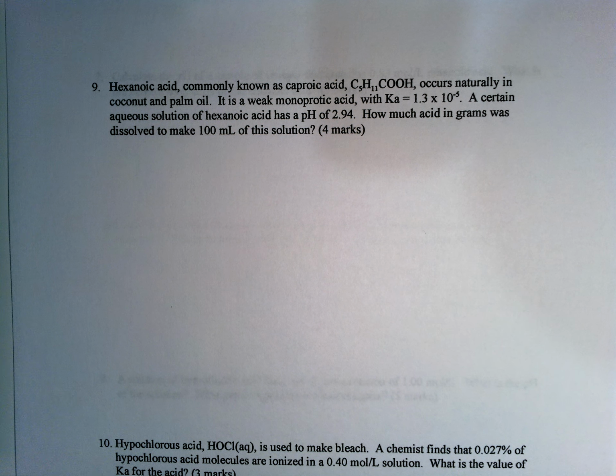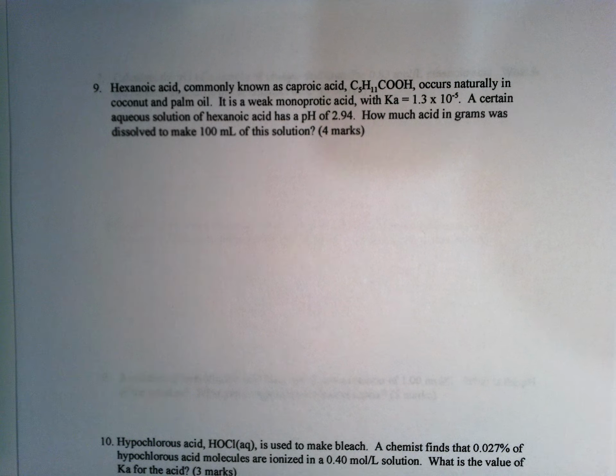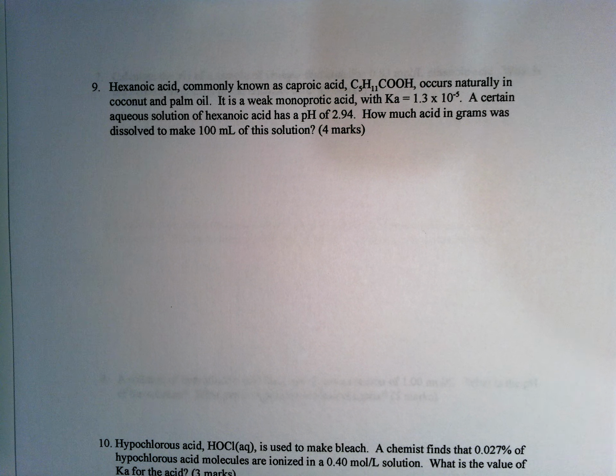So for question 9, hexanoic acid, commonly known as caproic acid, C5H11COOH, occurs naturally in coconut and palm oils. Weak monoprotic acid, Ka is 1.3 times 10 to the minus 5. A certain aqueous solution of hexanoic acid has a pH of 2.94. How much acid in grams was dissolved to make this solution? This one is going to use a bit of stoich, but we first need to find out what our concentration is. Once we find the concentration of our acid, then we can find the mass in grams.